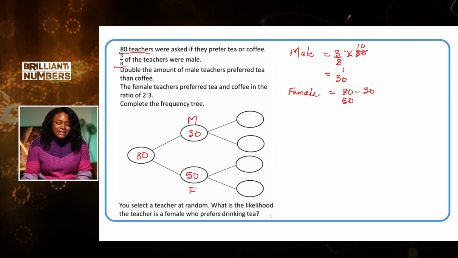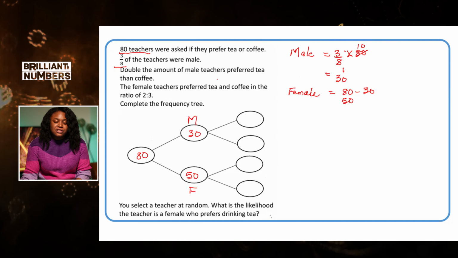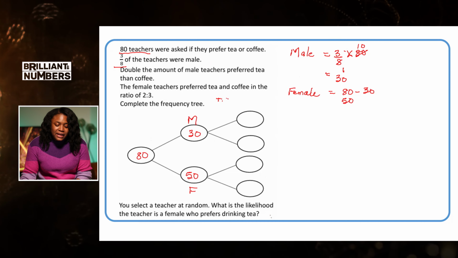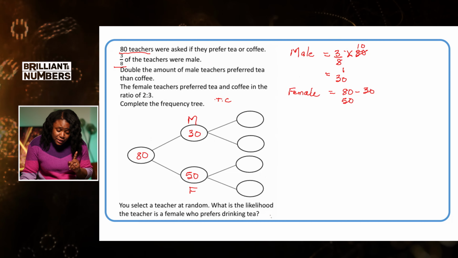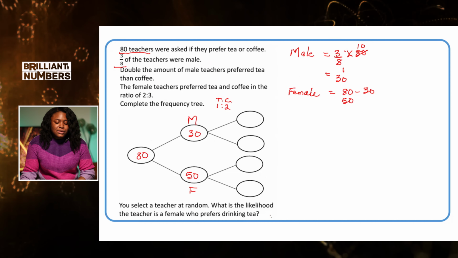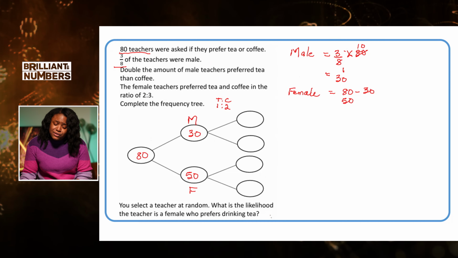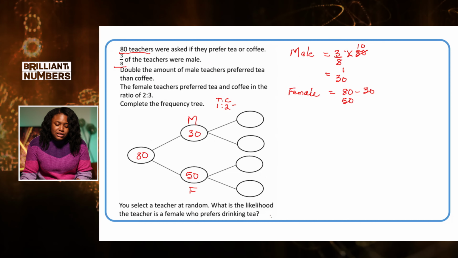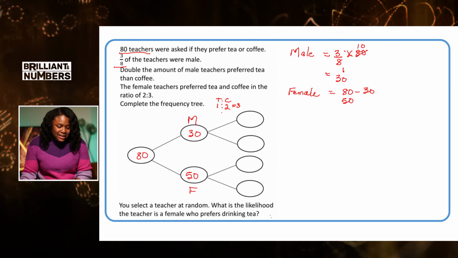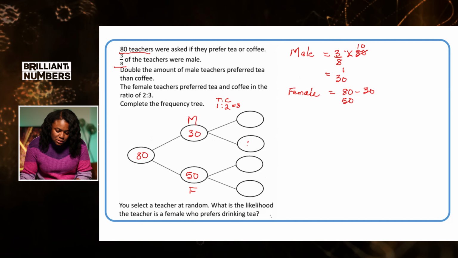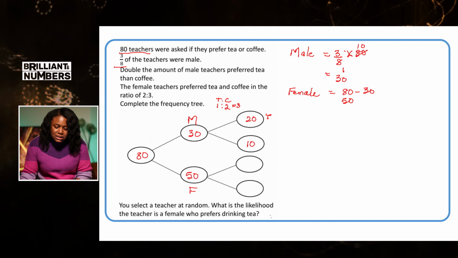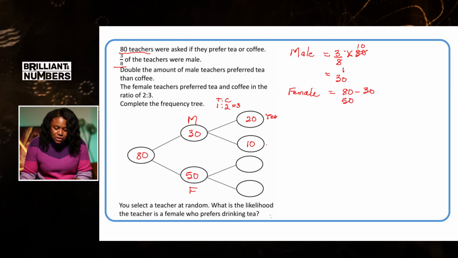We're told that double the amount of male teachers prefer tea than coffee. So tea to coffee then for the males is double the amount. So it's 1 to 2. So that means if there are 30 males, if we add the ratio parts together, it's 3 parts. So if I divide 30 by 3, I get 10. That means on the first one, it's going to be 10. And then I've got 20. So this one is our tea, and this one is our coffee.